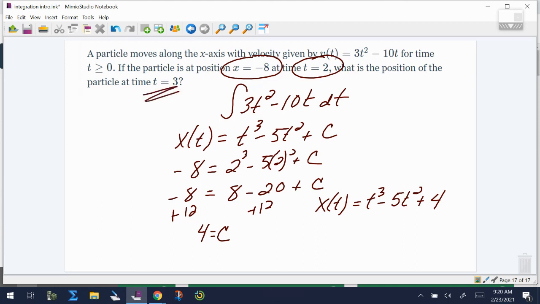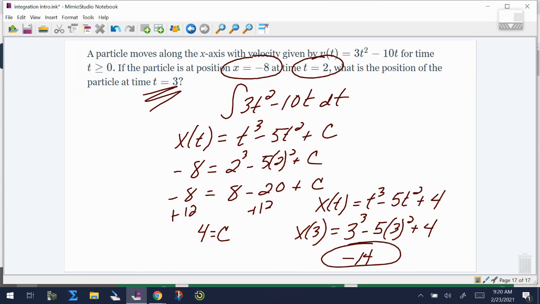And then finally, I want to answer the question, which is what happens when I put 3 in again. I do like the fact that they tend to work with small numbers, just keeping it a little simpler. This calculator's still nice to just double check your arithmetic. So I get 3 to the third minus 5 times 3 squared plus 4. So my position at 3 would be -14. And all you are plugging into Delta Math is your final answer. So that is how we find C, and that's also how we use C. As long as you have an initial condition and the ability to integrate, you can always find a particular solution.